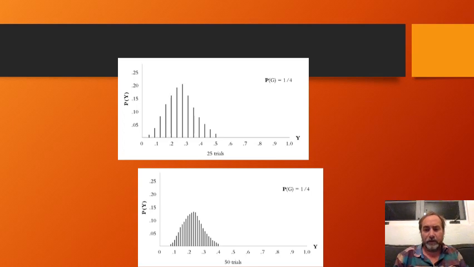This is what it looks like when you don't quite have a 50-50. Here we've got the 75-25, but similar trends from 25 trials to 50 trials. For our purposes, not a big difference.